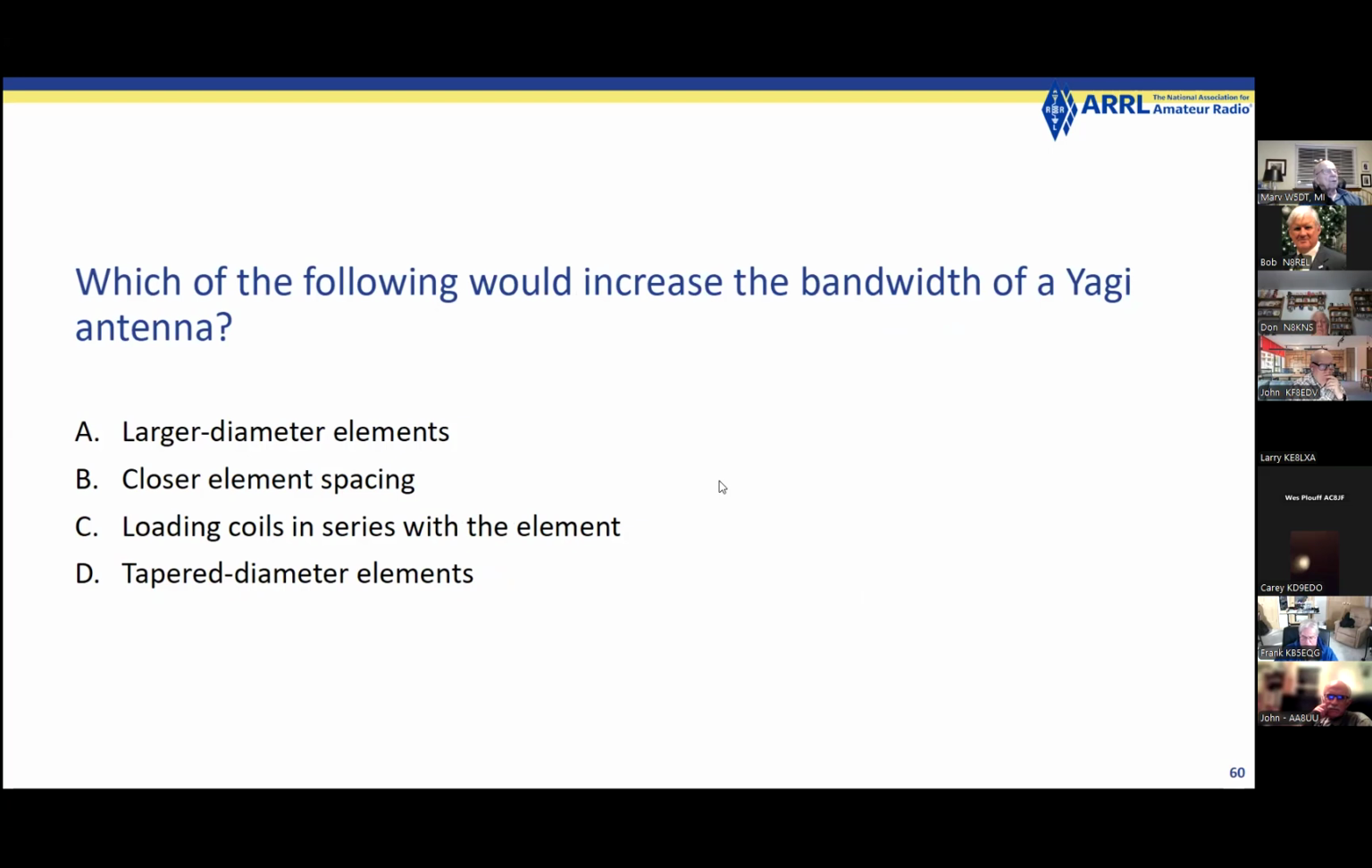Which of the following would increase the bandwidth of a Yagi antenna? Larger diameter elements, closer element spacing, loading coil in series with the element, tapered diameter elements. I'm gonna guess Alpha. Yeah, larger diameter elements.